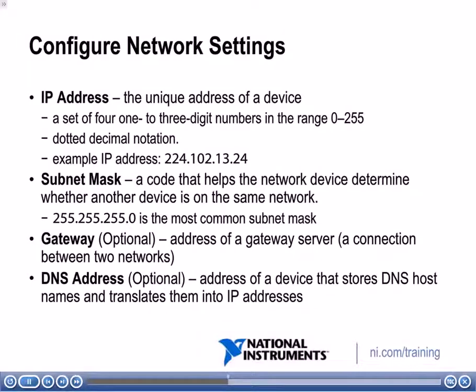The last two bullets we have here are gateway and DNS address. These have the word optional next to them because a lot of times you don't need to configure these. The reason is if you have your IP address and subnet mask, once you submit those, the gateway and the DNS address can be automatically generated.